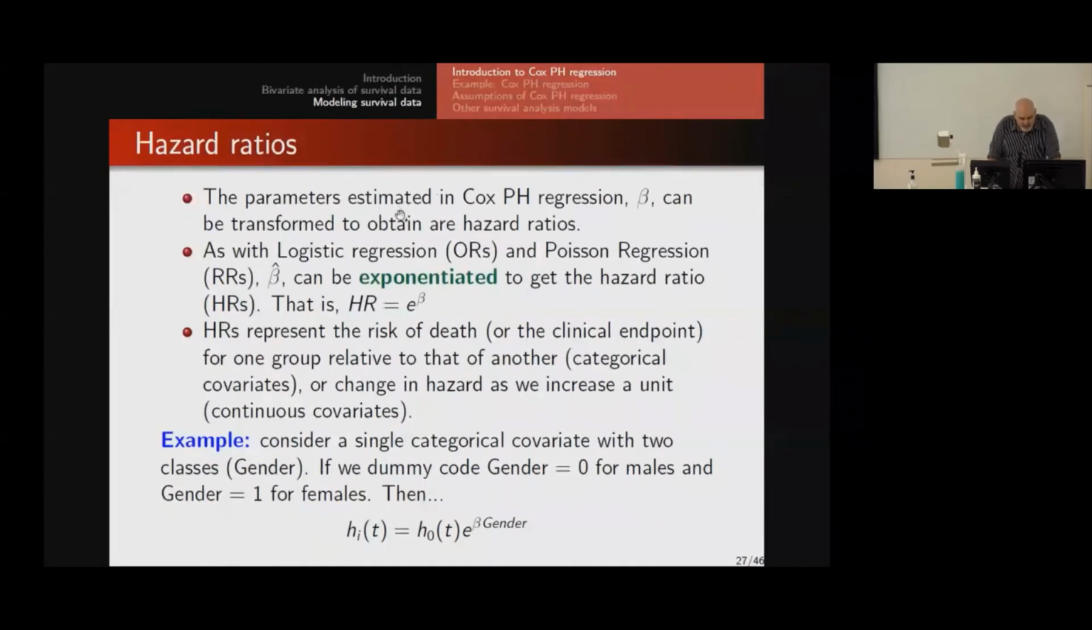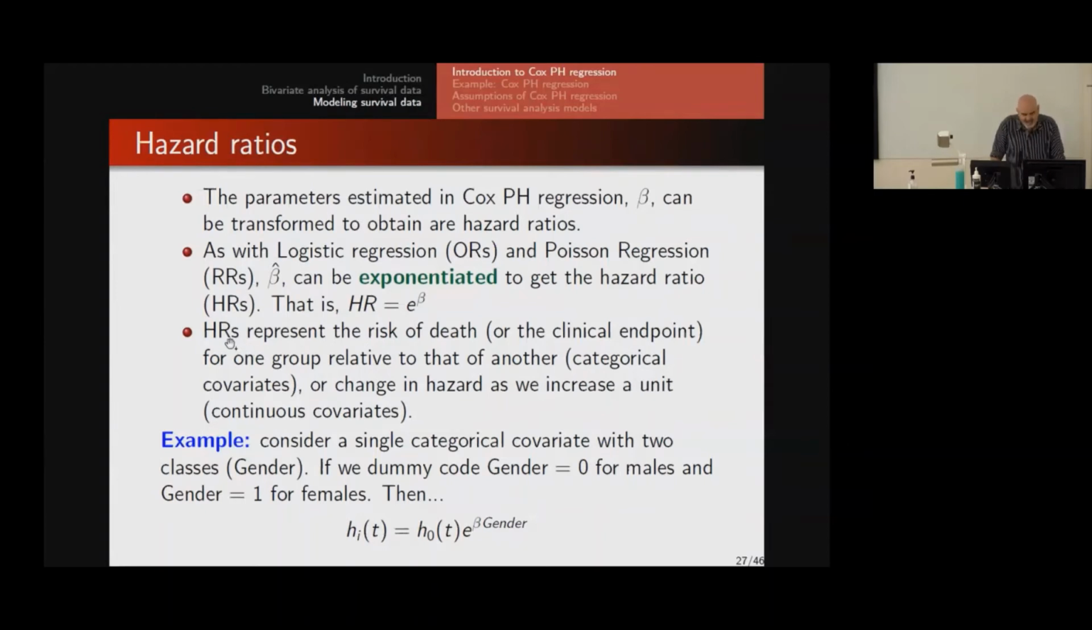Okay, so the parameters are estimated in this Cox regression. The beta can be transformed to obtain the hazard ratio. Now, I'll explain a hazard ratio in quite a bit of detail. As with logistic regression and Poisson regression and the log linear type models, beta hat can be exponentiated to get this hazard ratio. In other words, if our software spits out betas, we just exponentiate that beta and we get the hazard ratio. Often we don't need to do that. The software will do it for us. If you use R, R will even do it for you automatically, even though it doesn't with a lot of its other generalized linear models. By the way, I should be careful saying that, because Cox regression is not a generalized linear model. It's closely related, but it's not actually a generalized linear model like logistic regression.